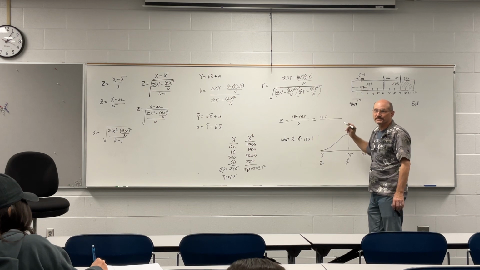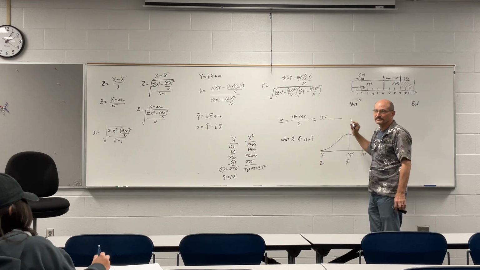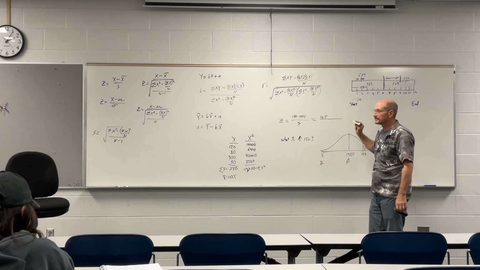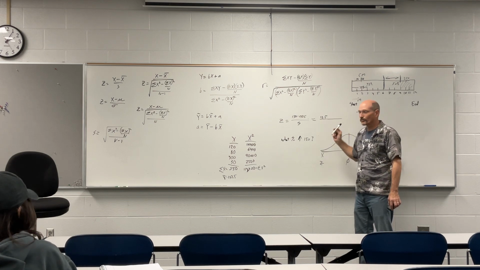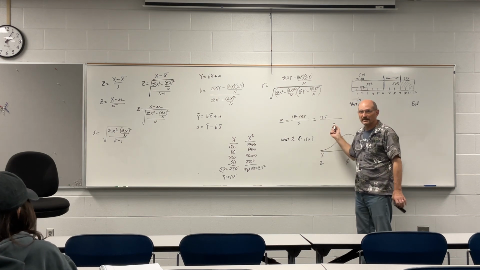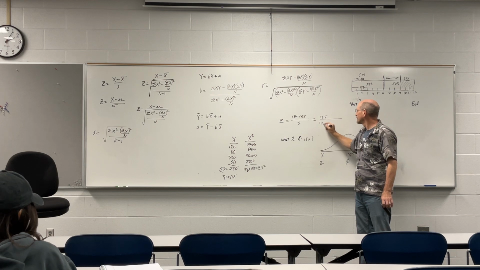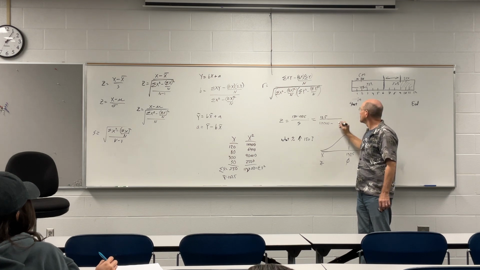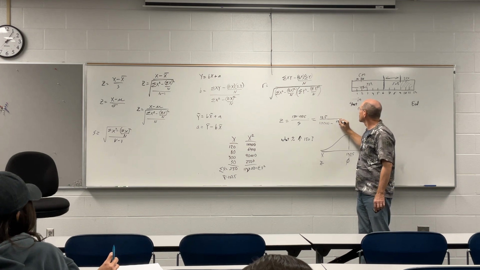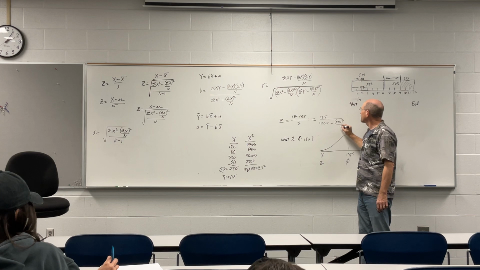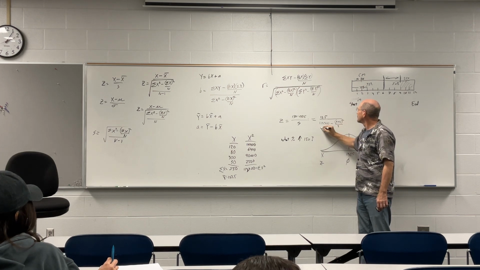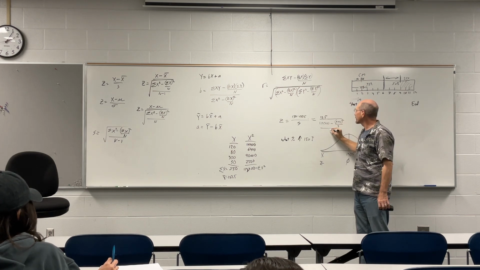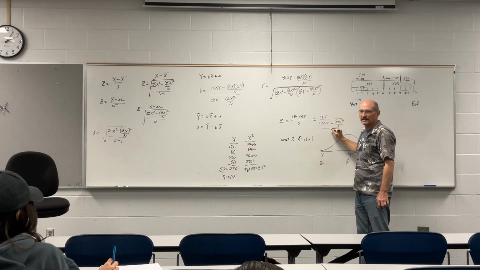Plug in values. This equals... There you go, B. What value for 113,300? Minus 550, 550 squared. Don't forget the square. What's n? 4. What's the denominator? 4 minus 1. 3. Yep.